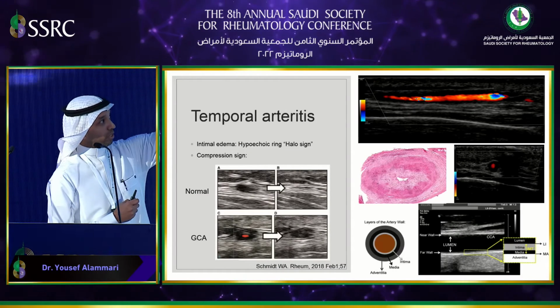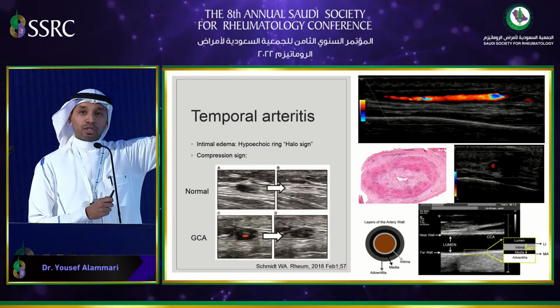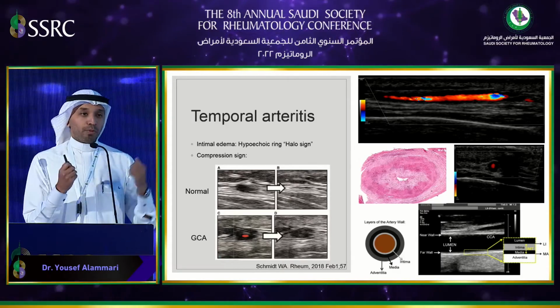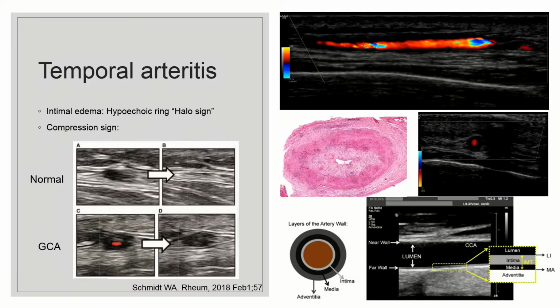On the other hand, as you can see on the upper left side, in the longitudinal and transverse scan, the color Doppler is less, and you can see the hypoechoic or anechoic area surrounding the color Doppler. That's due to the thickening of the intima and medial layers, and that's what we measure exactly. So we measure the intima and medial layer thickness, and that's what we call the halo sign. There is also the compression sign, where we do a certain maneuver. We compress the temporal artery, and normally we can flatten it. But if the patient has temporal arteritis, it will appear hypoechoic, and we cannot compress it.